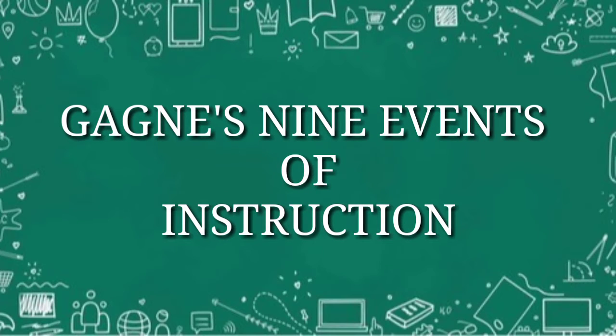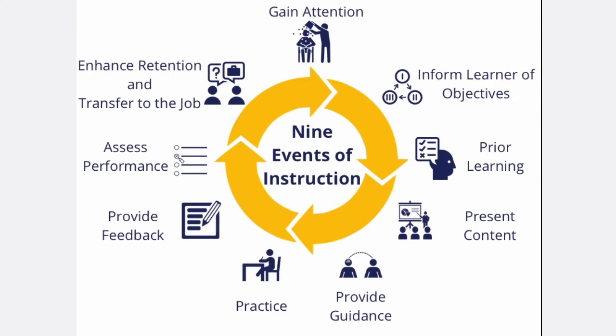Gagne's 9 Events of Instruction by Robert Gagne. This model is a systematic process that helps instructional designers to develop strategies and create activities for instructional classes.